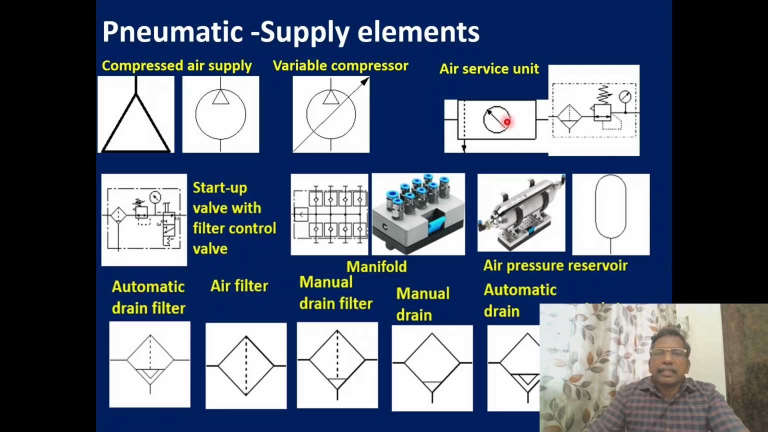So you can see this air unit. In general, in industries or in laboratories we can see the air unit, the FRL unit. In the previous video also we discussed the basic components of pneumatics. There we can see the FRL unit: filter, regulator, and lubricator. This one represents the filter. This is the regulator. Another one you have to add for the lubricator.